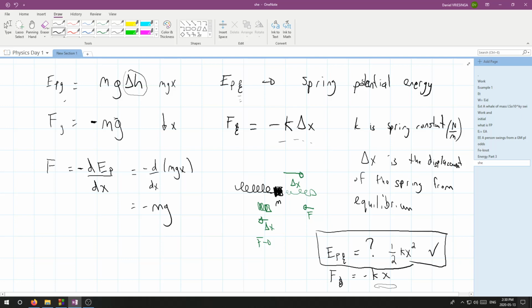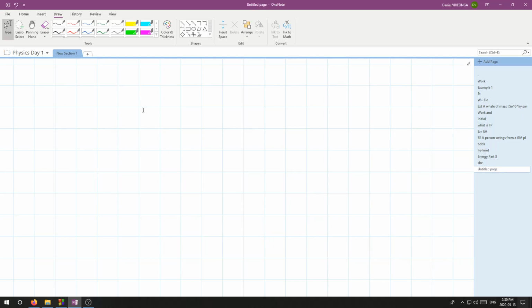This is good too because it doesn't matter if I stretch x to the left or to the right, I still always get a positive number for my potential energy. I should always be storing energy in that spring as long as I'm stretching or compressing it. Okay, so let's look at a couple questions where we're going to use this spring force, for instance.